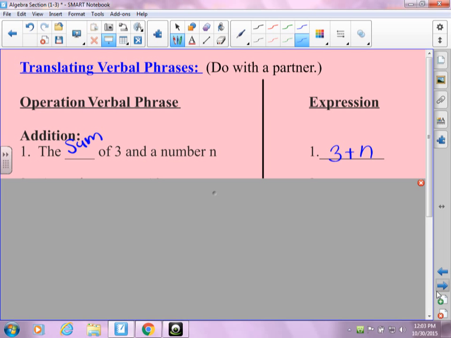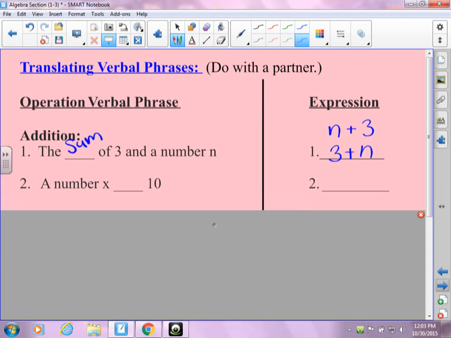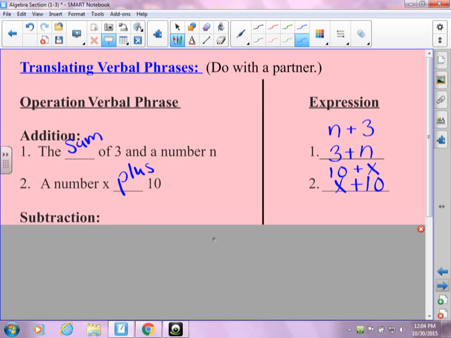However, you will know that when I add numbers together, the order doesn't matter. So I would also accept n plus 3, just because I can flip-flop those two, and I get the same answer. If I go down to number 2, a number x blank 10, that would be plus, and I can write x plus 10. I can also write 10 plus x, because again, those numbers can be flip-flopped, and I get the same answer.